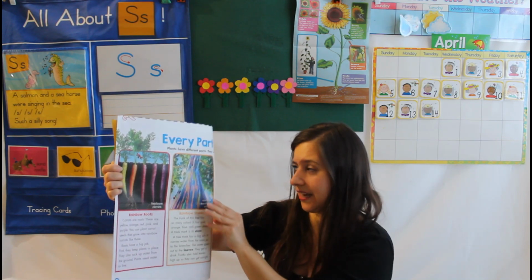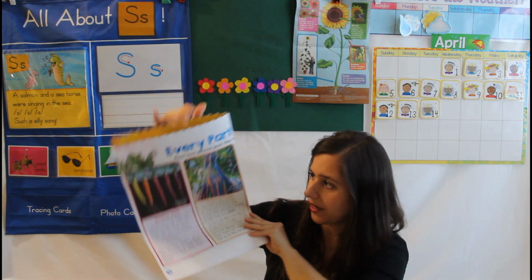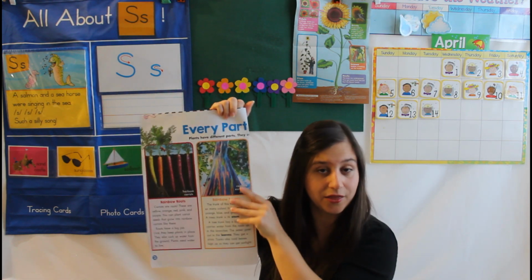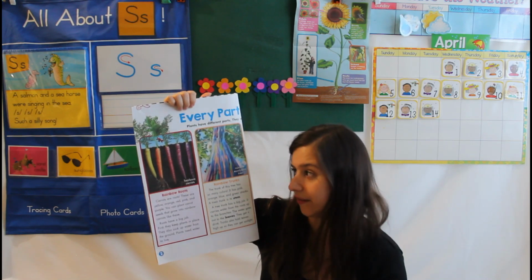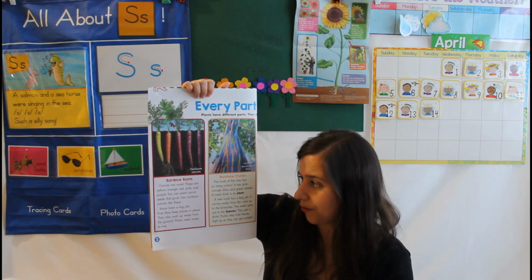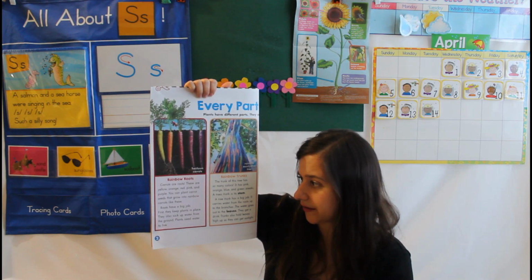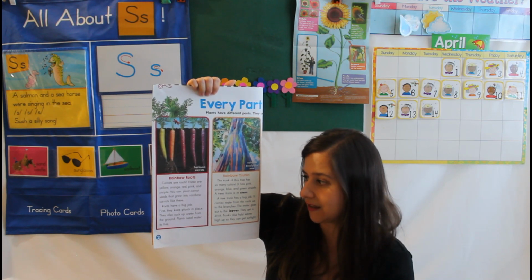Plants have different parts. They can be colors of the rainbow. Rainbow roots. Remember we said that the bottom part of the carrot that we eat is actually the root that's holding it in the ground. Carrots are roots. There are yellow, orange, red, pink, and purple carrots. You can plant carrot seeds that grow in rainbow colors like these.